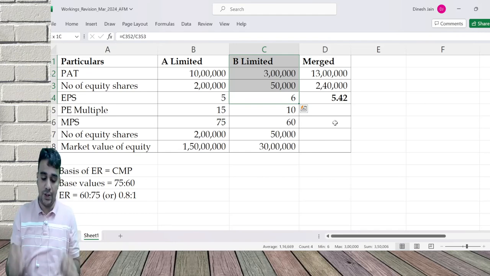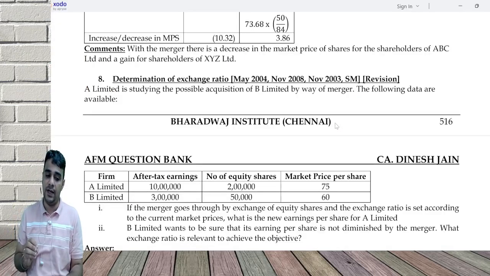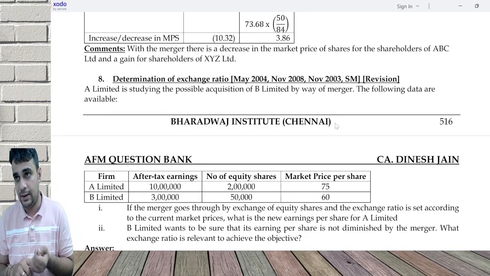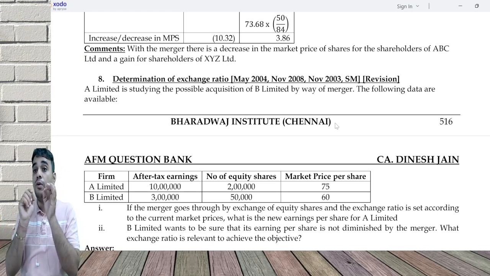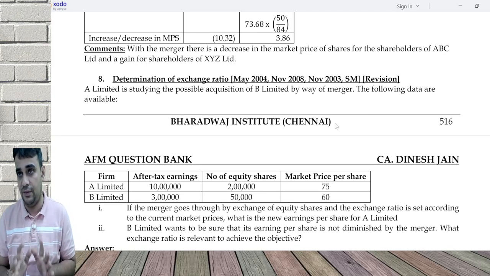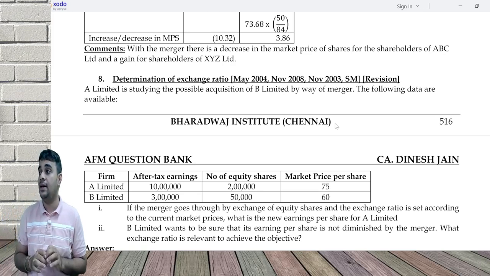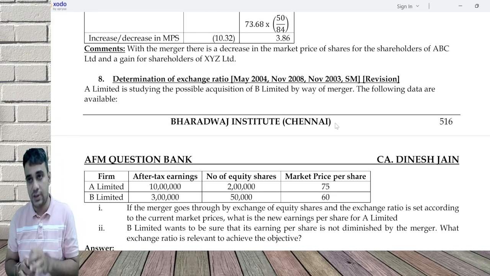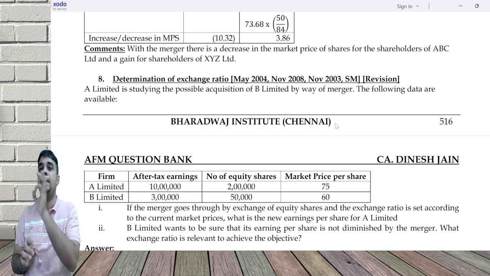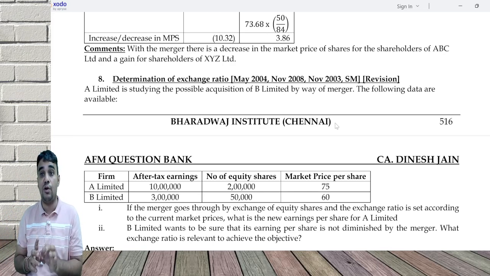So in any question, if the problem says I want EPS to be maintained or I want EPS not to be diminished, and if there is no PAT level synergy gain, exchange ratio on the basis of EPS will lead to maintenance of EPS, provided there is no PAT level synergy gain.